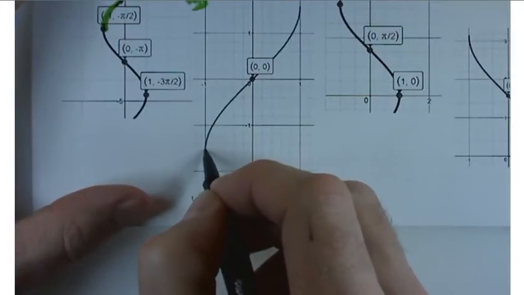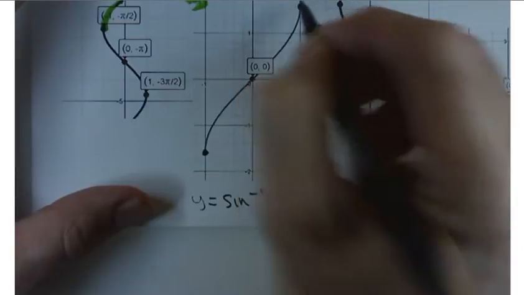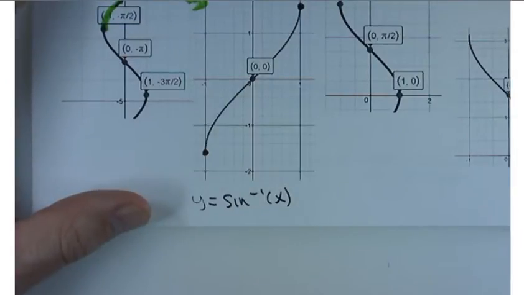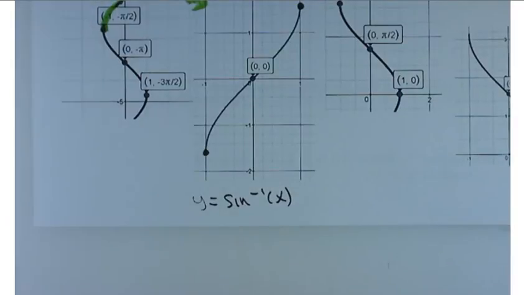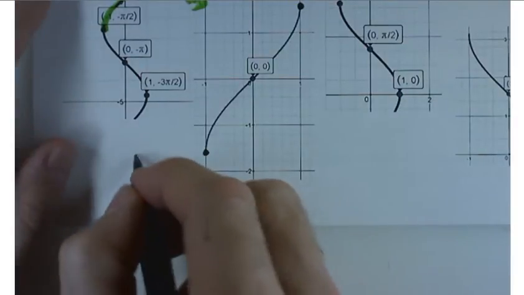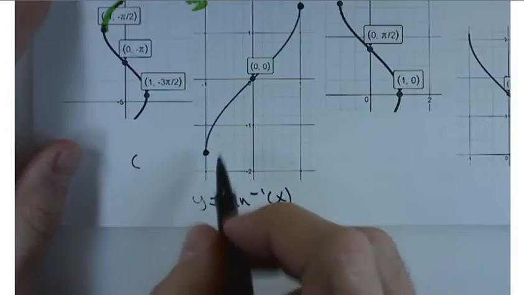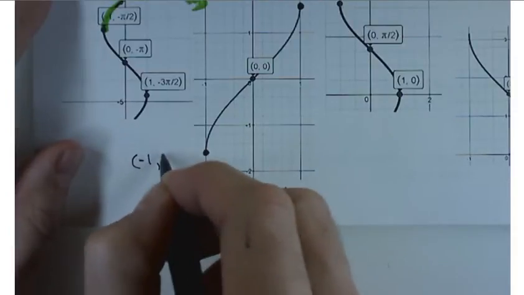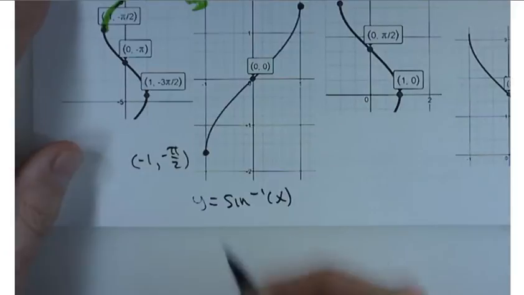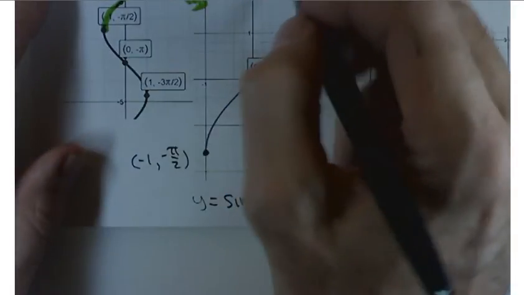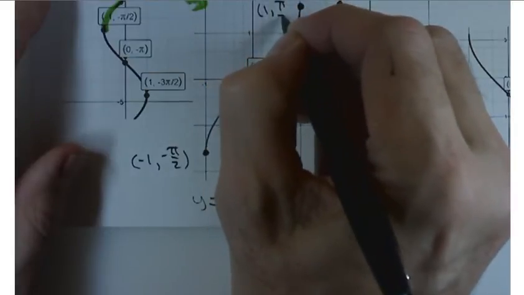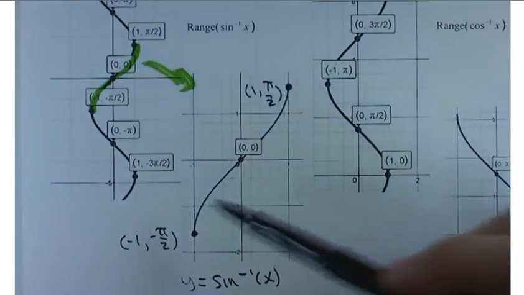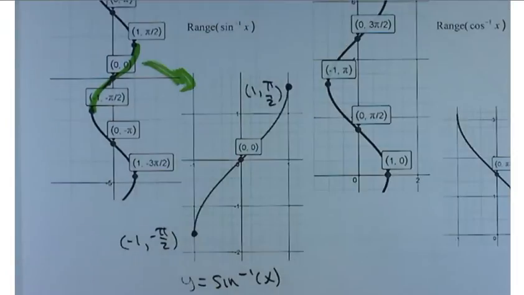Can anyone tell me what these endpoints are? I wasn't thinking asymptotes. I was just thinking of coordinates. All right, so (-1, negative pi over 2) and (1, pi over 2). So with those, let's see if we can't fill in the domain and the range.